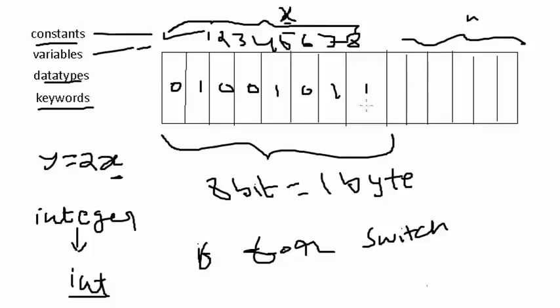Once again, a constant is an entity which doesn't change. We have integer, floating point, character, string constants. Then a variable is a name given to a memory location in order to access it easily. And then data type indicates what type of data is stored in a variable, and the keywords are the words whose meaning is already defined to the compiler, and we can't use them as variable names.